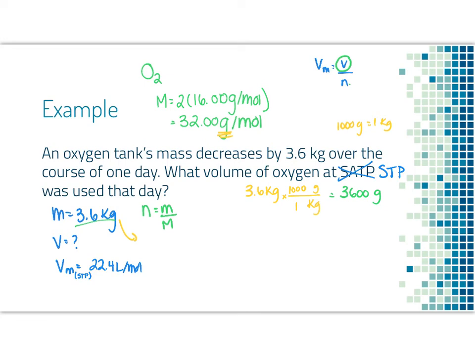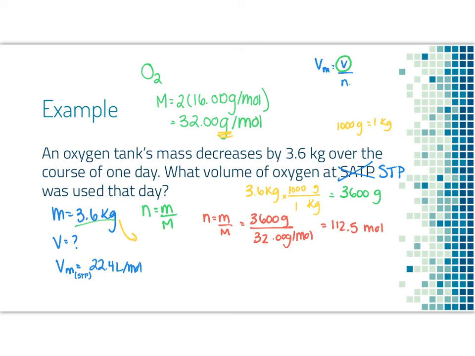All right, we are now ready to calculate the number of moles. So n is equal to m over M. I did just have that formula, but I'll write it out one more time. So 3,600 grams divided by 32 grams per mole. I get a number of moles of 112.5. That's lots.